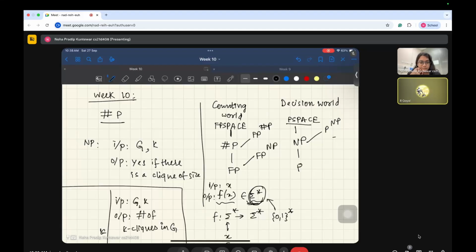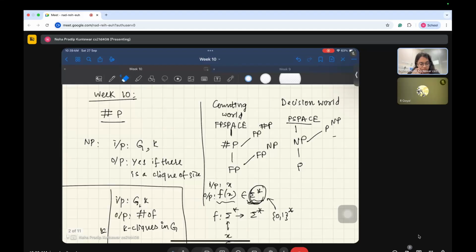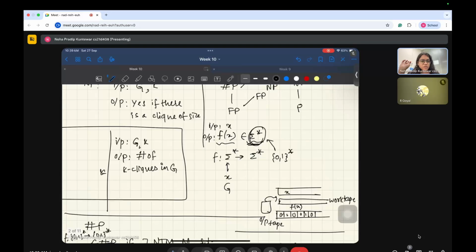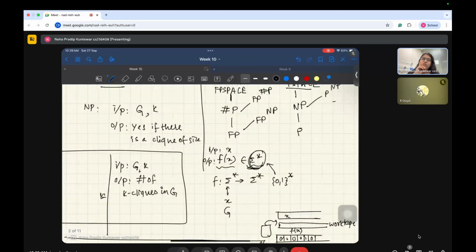So do we have such an equivalence for this FP space? Okay, so FL is something that is not very much studied. I've not seen it anywhere. So I'm not sure whether the same proof will go through.